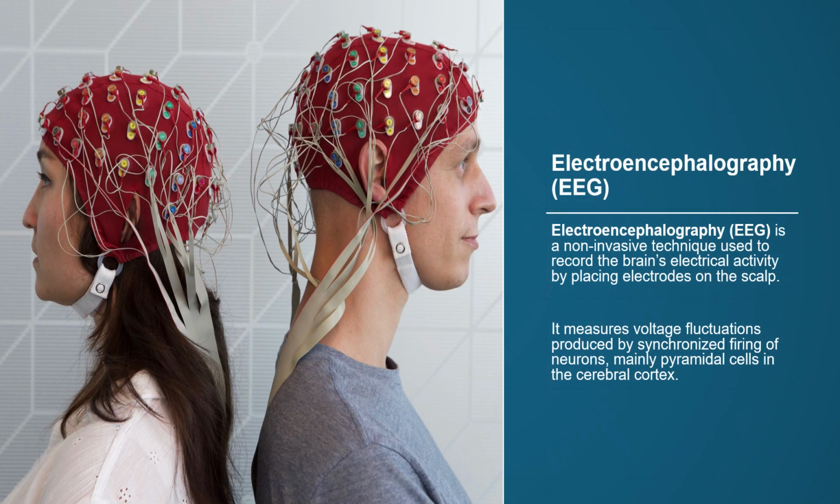Electroencephalography, or EEG, is a way to listen to the brain's electrical whispers. Instead of cutting open the skull, we place small sensors, called electrodes, on the scalp. These sensors pick up tiny voltage changes happening inside the brain. Therefore, electroencephalography (EEG) is a non-invasive technique used to record the brain's electrical activity by placing electrodes on the scalp. It measures voltage fluctuations produced by synchronized firing of neurons, mainly pyramidal cells in the cerebral cortex.